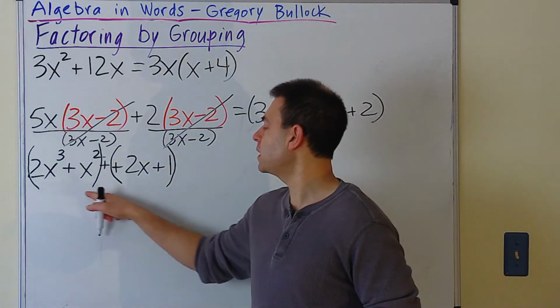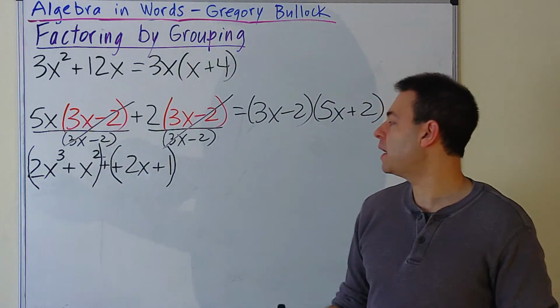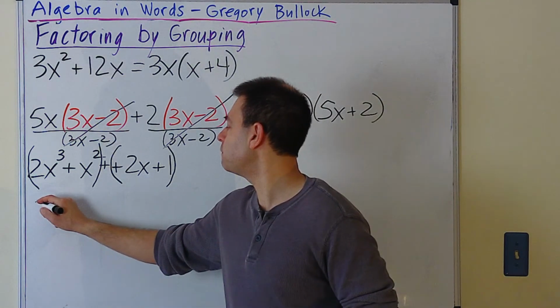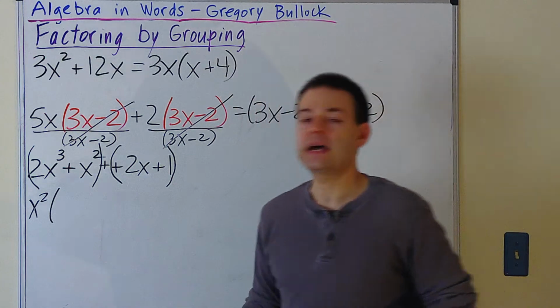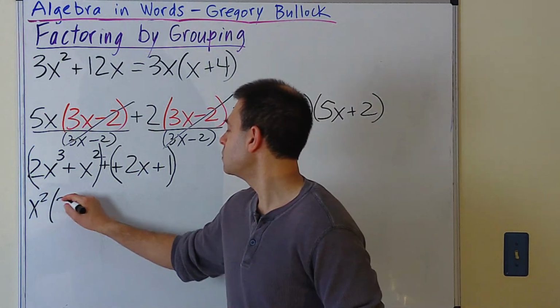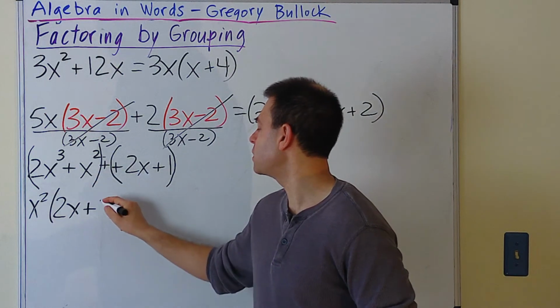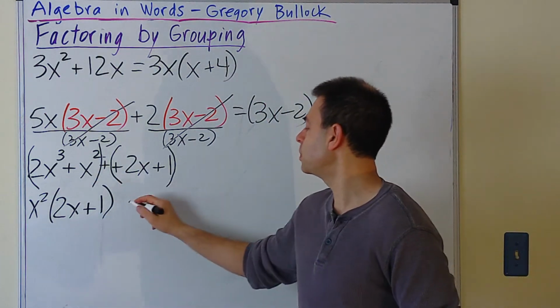So anyway, looking at just these two terms, is there a greatest common factor? And I would say it's x squared. So let's go down and factor it out. So x squared comes out in the front, and that leaves us with 2x plus, and x squared divided by x squared is 1, so it leaves us with 1. Now let's go to the next group.